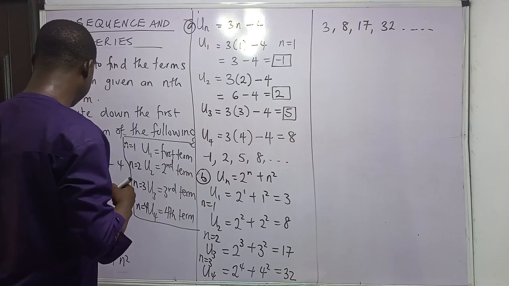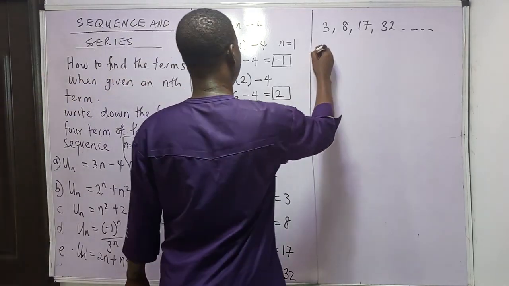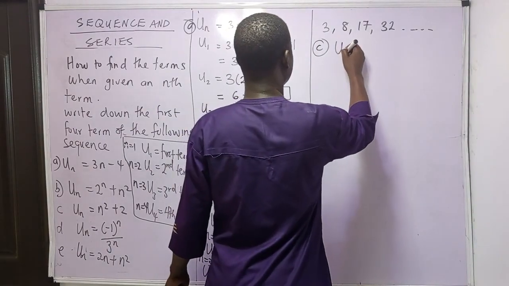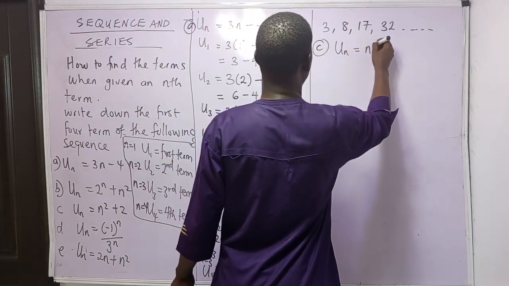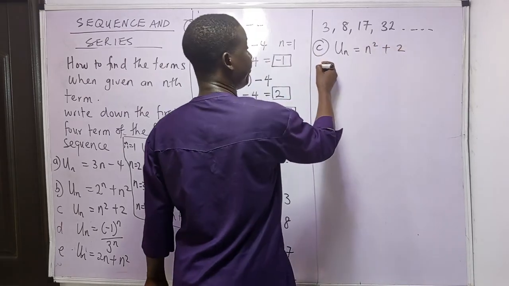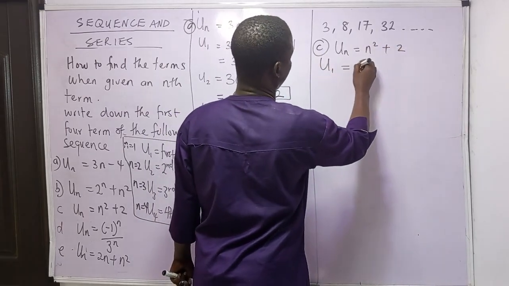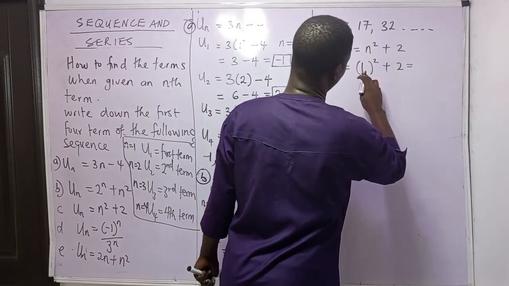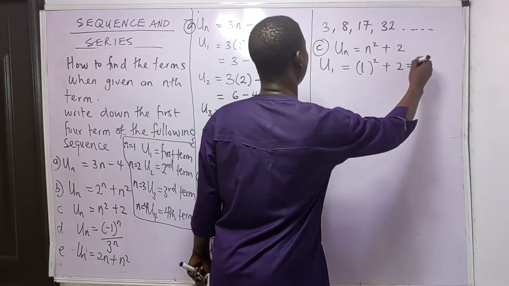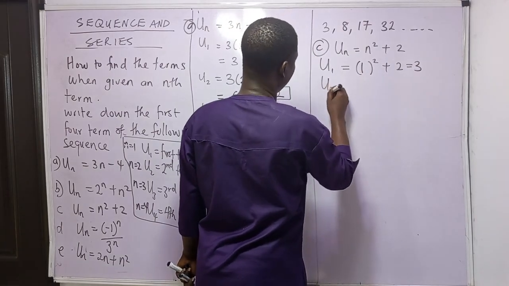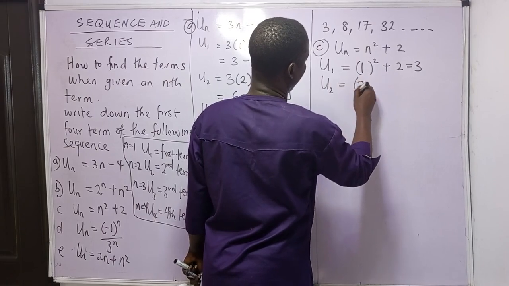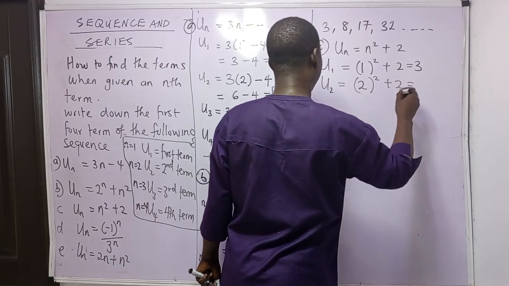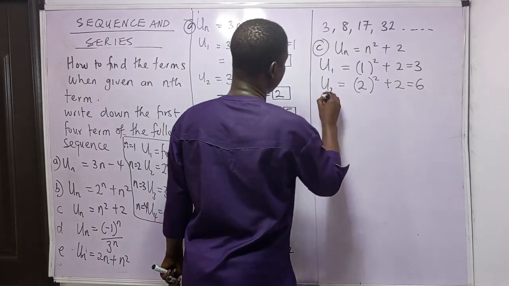Now the next one is number C. Un is equal to n squared plus 2. Find the first 4 terms. So our u1 is 1 all squared plus 2. 1 squared is 1, plus 2 is 3. u2 is 2 all squared plus 2. 2 squared is 4, plus 2 is 6.